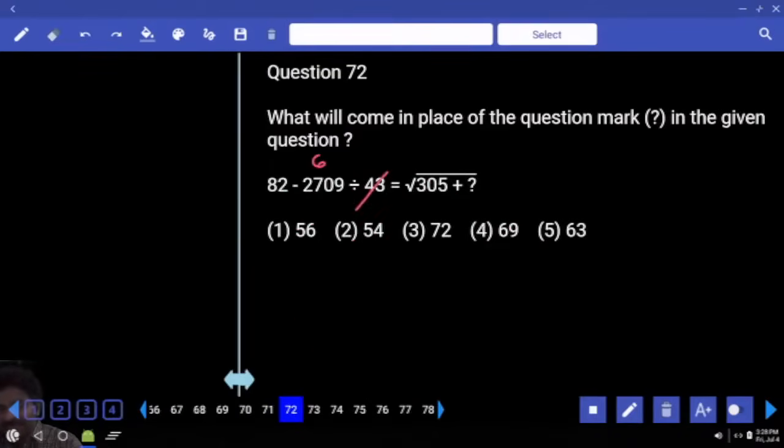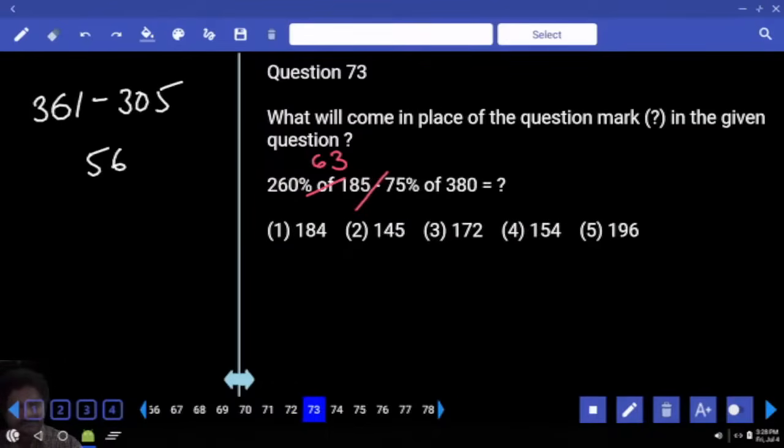43 6 times, 258. 129, 3 times. 82 minus 63, 19. Squaring on both sides, 361 is equal to 305 plus x. 305 comes to left hand side. Answer 56.